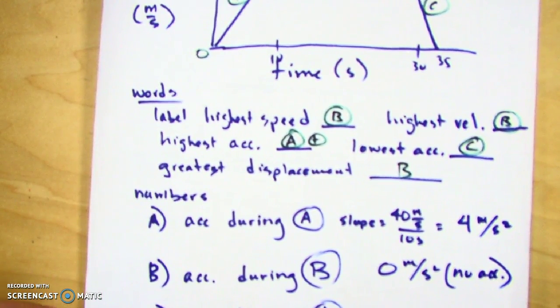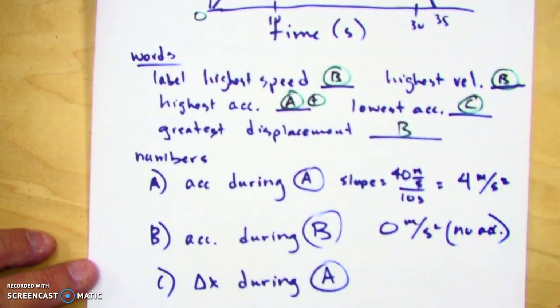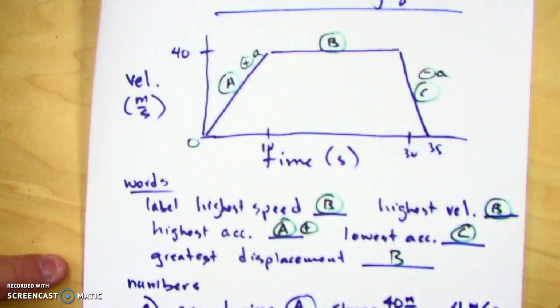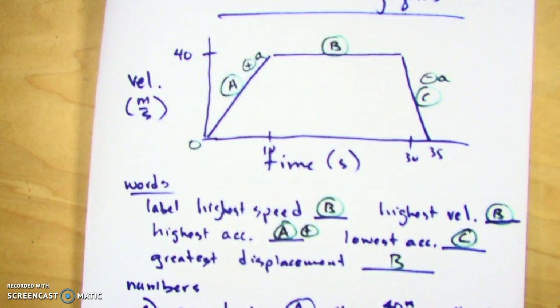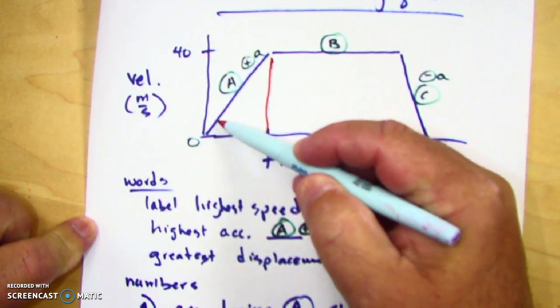Okay. The other thing they can ask is they can ask you for the displacement, and that's why velocity time graphs are the best. Everything you want to know about that you can find. So if you ask for the delta x during part A, what it's going to be is the area during part A. And let's just do it right on the graph so you can see it.